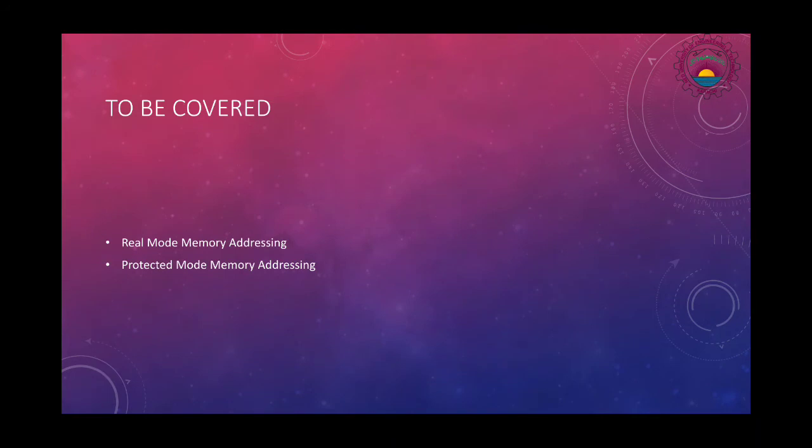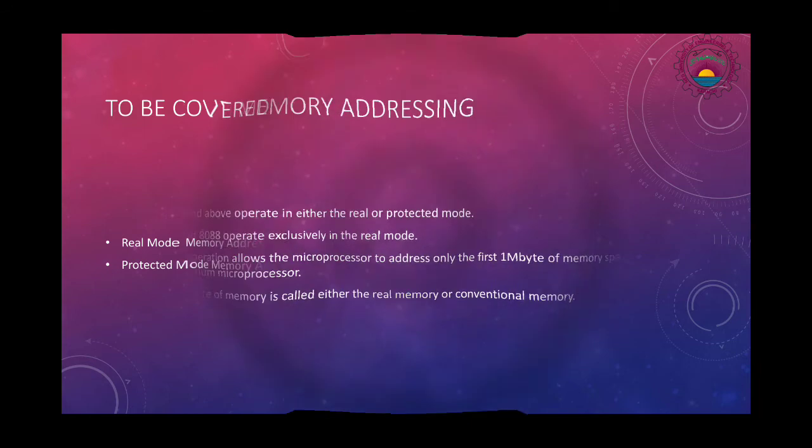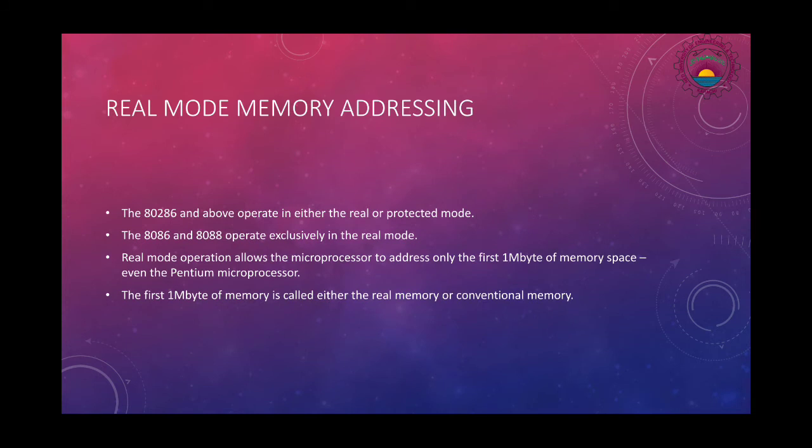In this lecture we are going to discuss how microprocessor generates address for memory. So there are two schemes, real mode memory addressing and protected mode memory addressing. So 8086 and 8088 microprocessors may operate only in real mode. 80286 and onward processors may be operating in real mode or protected mode.